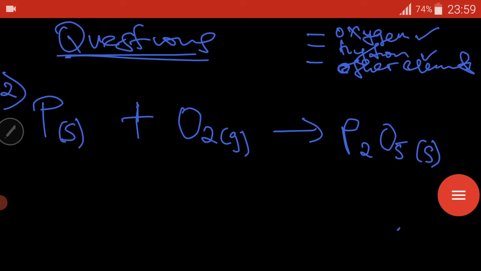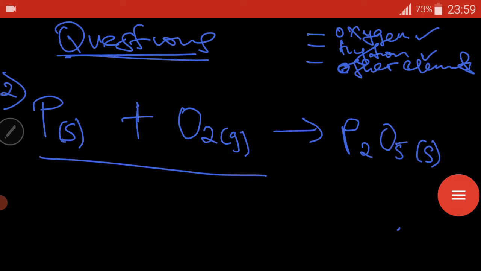Now in this case we only have oxygen and no hydrogen, so let's balance oxygen, then we move to other elements. So oxygen, we have 2 oxygen for the reactants. The reactants are having 2 oxygen. Let's go for the products. The products, we have 5 oxygen.